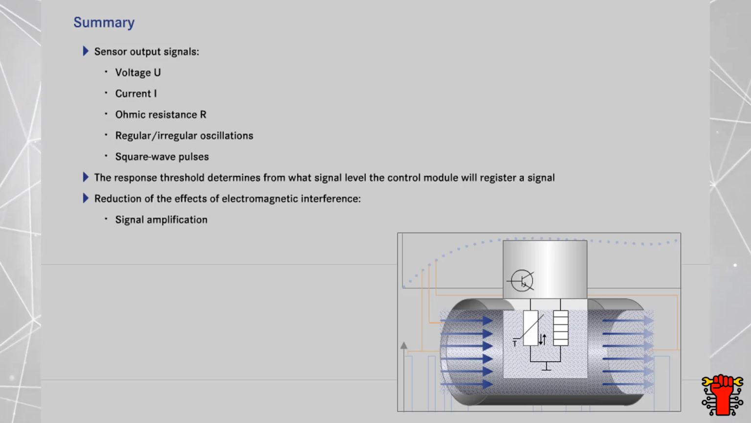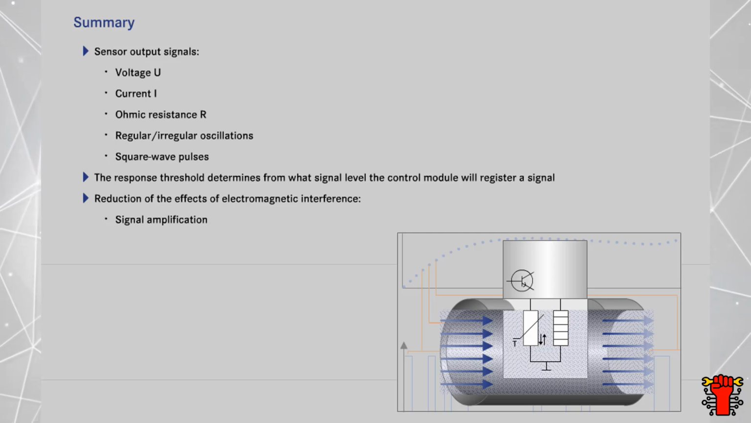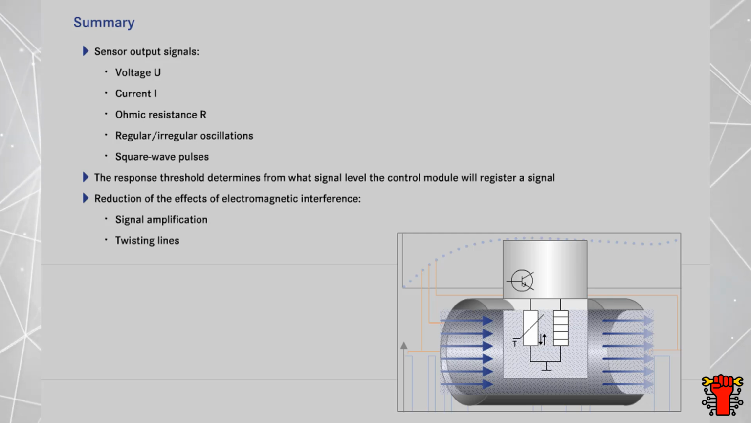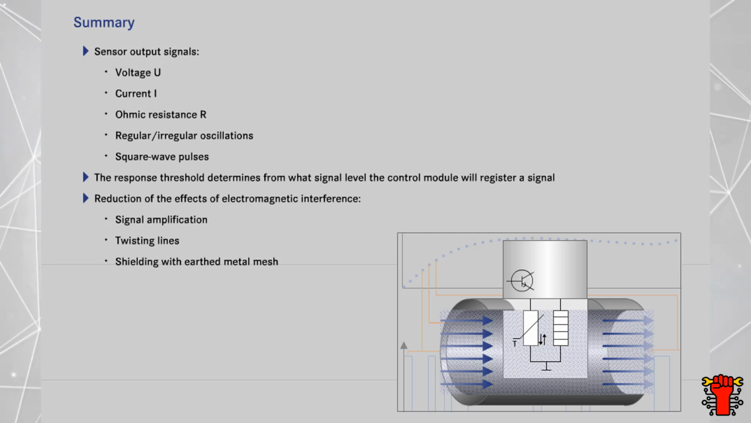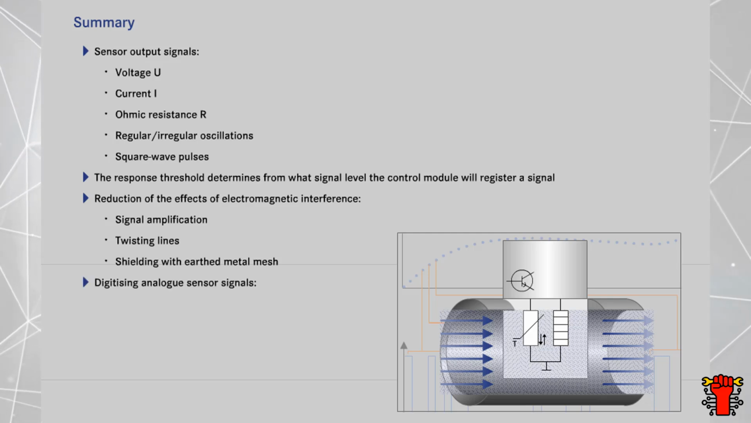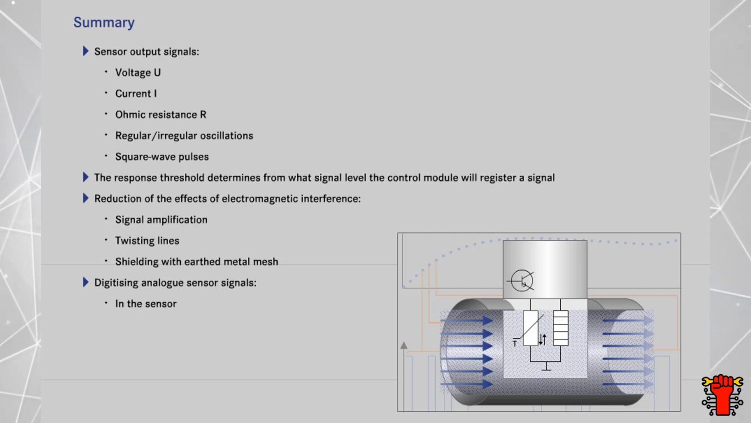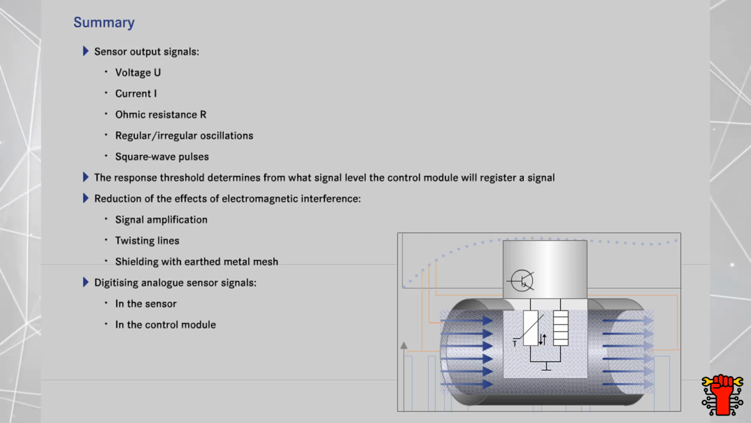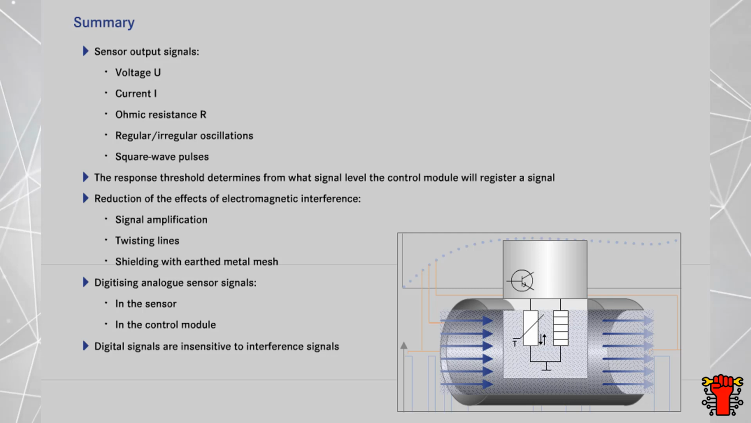Electromagnetic interference can seriously corrupt a measurement. One simple way of reducing these interference signals is to amplify the sensor signal. Twisting the lines or shielding with an earthed metal braid can provide additional protection. Sensor signals must be digitized before they can be processed further in the control module. This can be done either in the sensor itself or in the control module. Digital signals are insensitive to interference signals.